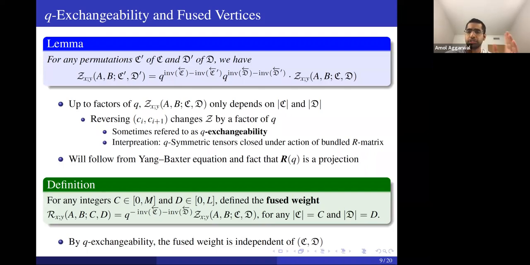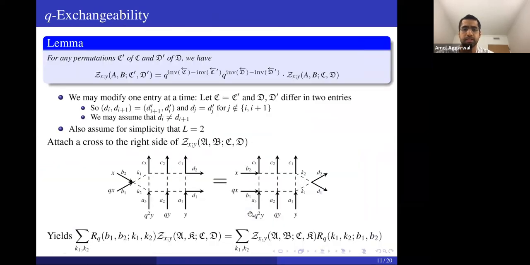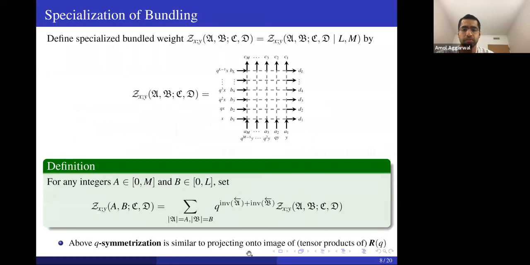So for any integers C and D, so now these Roman C and D are integers instead of tuples, I'll define this fused weight R xy of A, B, C, D to be Q to the number of inversions in C minus Q to the number of inversions in D times this Z from the previous slide. So times this Z over here.